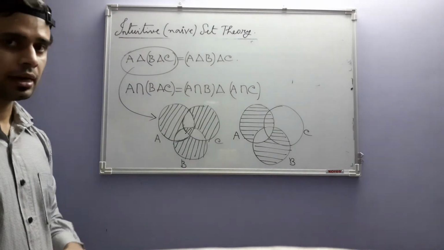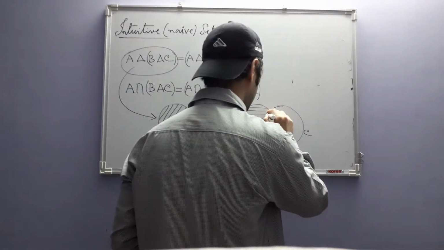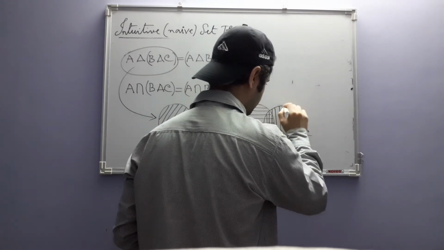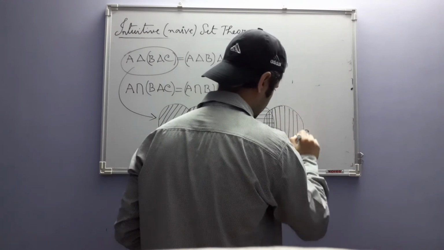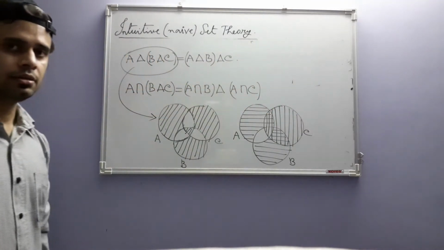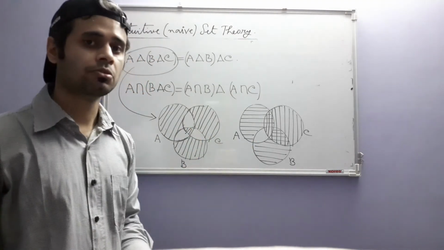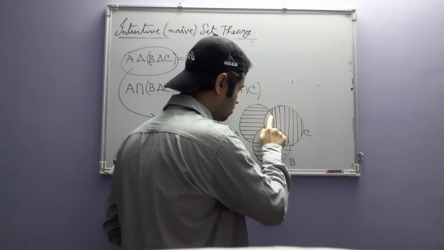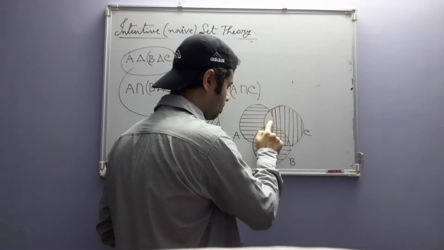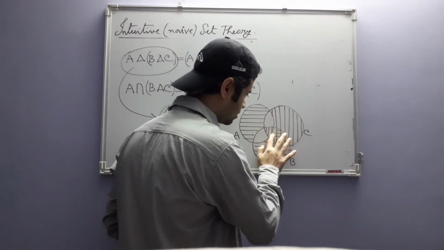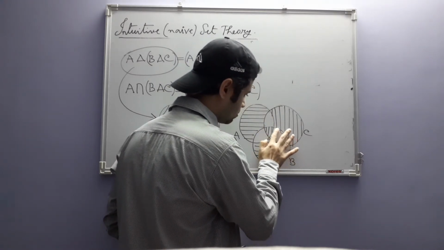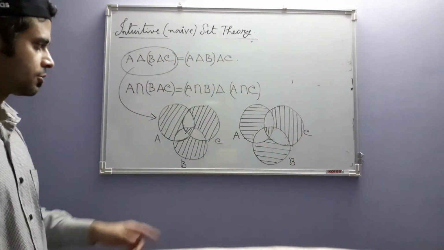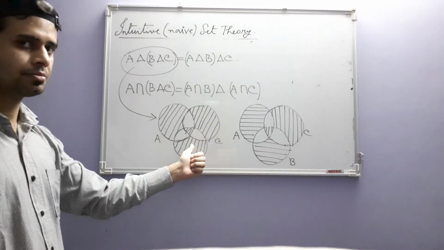Okay. Along with that, I take C. First, I take their union. Then I remove the common part. So, common part is this much. And this much. So you see that we get the same set.